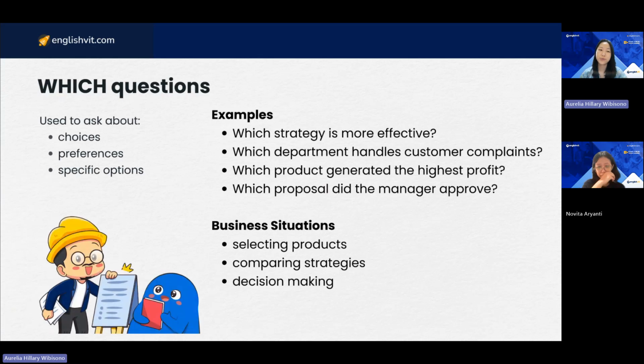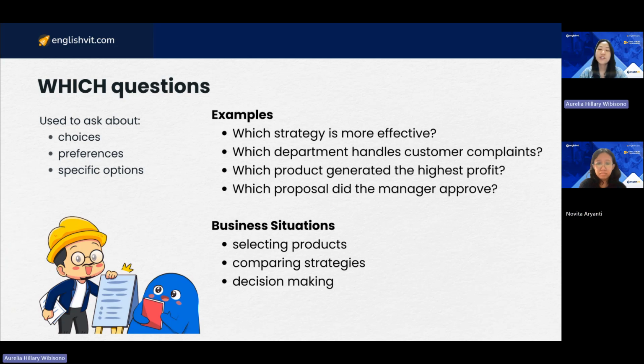Okay. And now let's continue with which questions, used to ask about choices, preferences, specific options. Business situations: selecting products, comparing strategies, decision making. For example, which strategy is more effective? Strategy A. Which strategy is more effective? The strategy to advertise on social media.